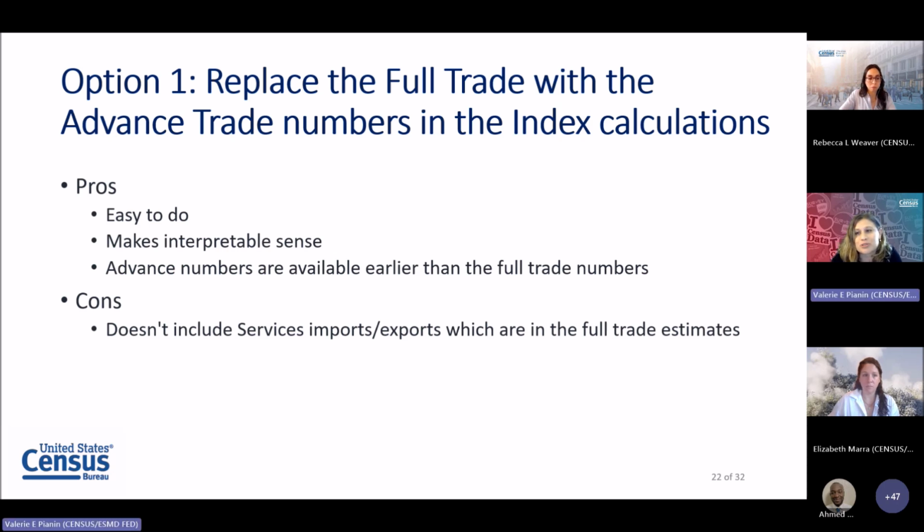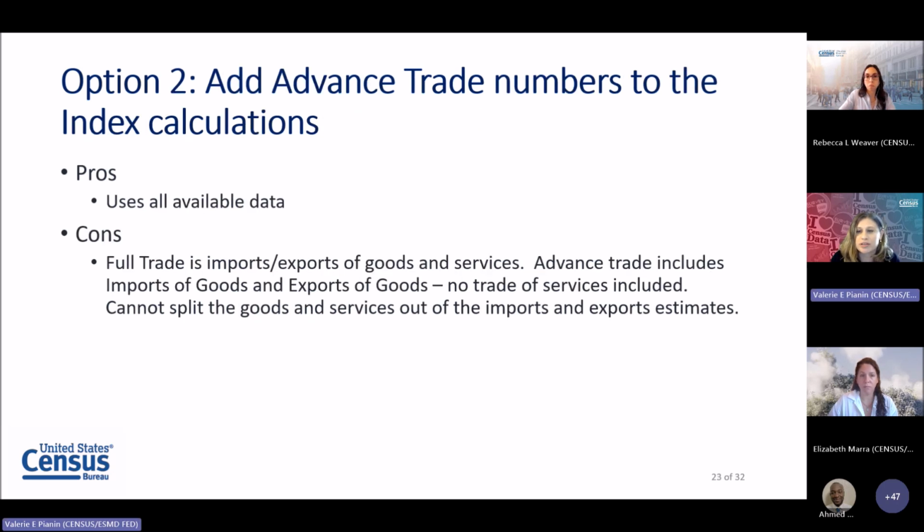Option 1, replacing full trade with the advanced trade numbers. This method would be easy to implement, make interpretable sense, and we get the advanced numbers earlier in the month. The con is that we wouldn't be including the imports, exports, which are in the full numbers. As Liz mentioned, the advanced estimates for international trade are not a direct comparison. Option 2, add advanced trade numbers to the index calculations. The pro, it uses advanced trade data that we have available. The con, there is the difference between the advanced trade and full trade. While full trade is the imports, exports of goods and services, advanced trade is imports, exports of goods. No trade of services are included.